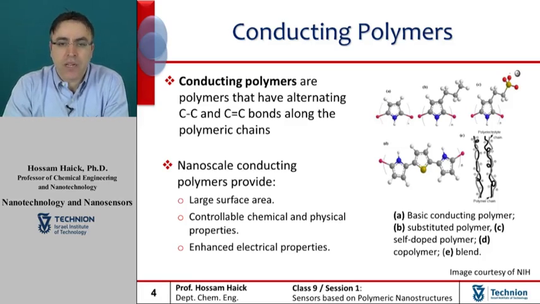Conducting polymers have alternating single and double carbon-carbon bonds along the polymeric chains. The highly conjugated polymer chain can be assigned reversible chemical, physical, and electrochemical properties, which can be controlled by doping and de-doping process, or usually we call it redox reactions.